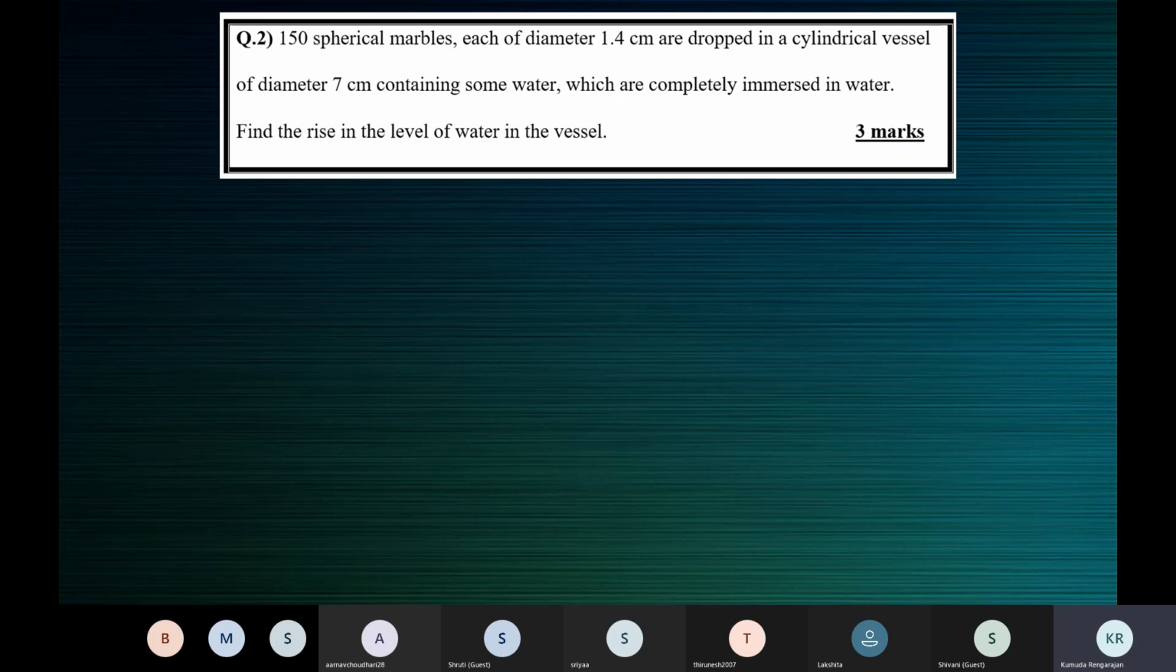The height of the water in the cylinder will increase. Why does that increase in height happen? Because the marbles have taken some space inside the cylinder. So the equation involved is: volume of all the spherical marbles is equal to the volume of the water pertaining to that increase in height, which is equal to the volume of all the 150 marbles. I'll show you diagrammatically.